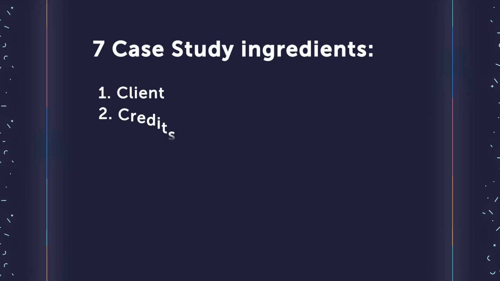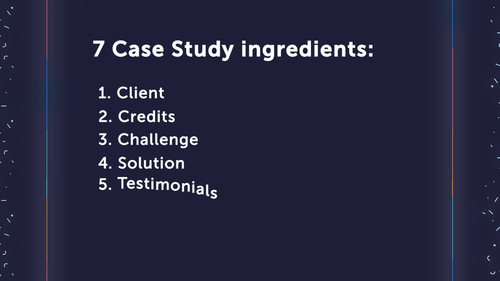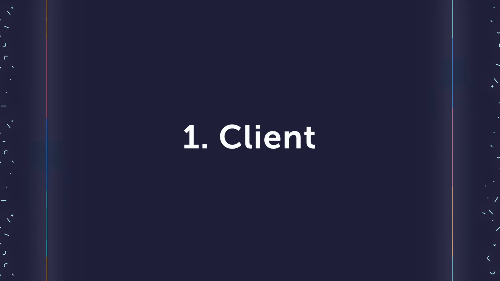Now, there are 7 vital ingredients that you need to include in your case studies. I'm going to go through each one of them today and show you what you should be including. These are client, credits, challenge, solution, testimonials, and process. There's also another thing that you should include that will blow your clients' minds, but more on that later. So let's start with the client. This is a fairly obvious one. You're going to want to include the client, company, or brand name here.